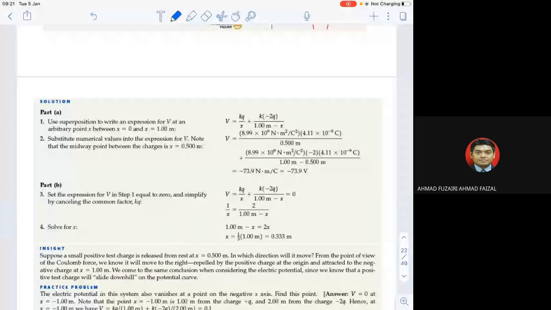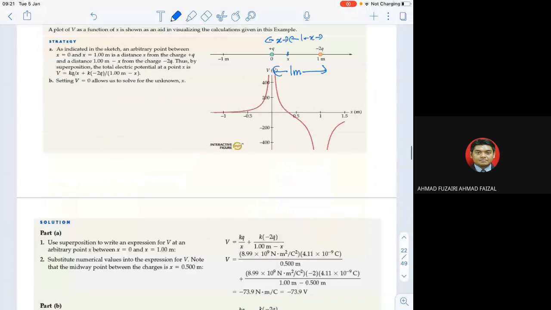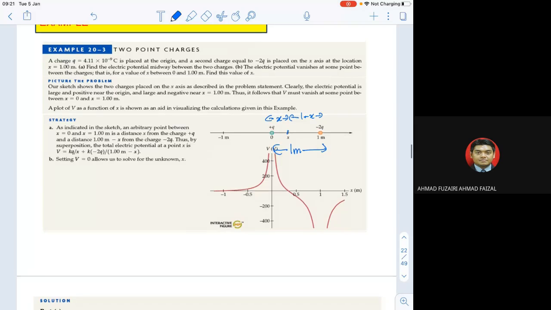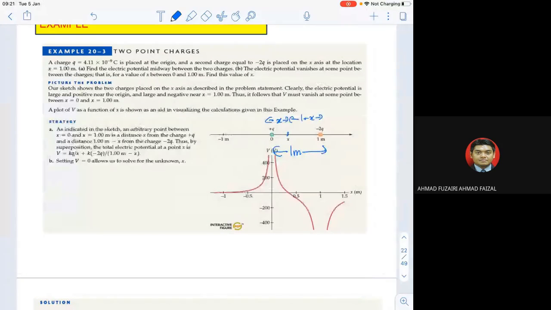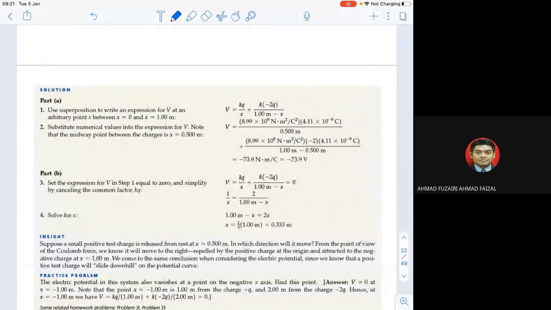And then part B: the electric potential vanishes at some point between the charges. That is for a value of x between 0 and 1. Find the value of x. Again, we will use the same things, but right now we make some alterations to the equations we already know about electric potential. So what is x? We want to know what x is.